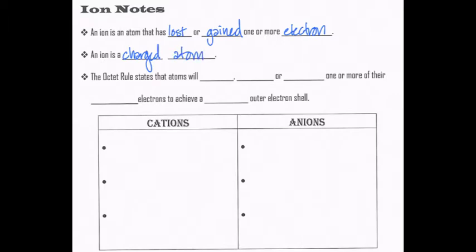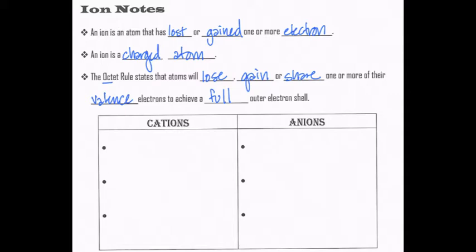The octet rule, and oct means 8, states that atoms will lose, gain, or share one or more of their valence electrons to achieve a full outer shell.